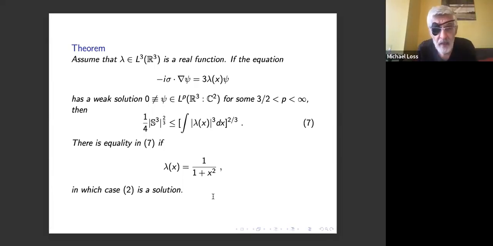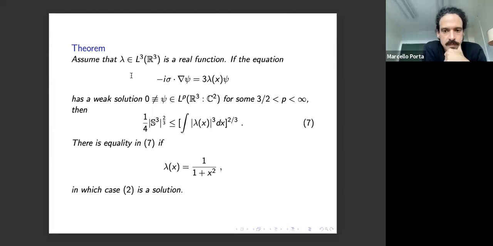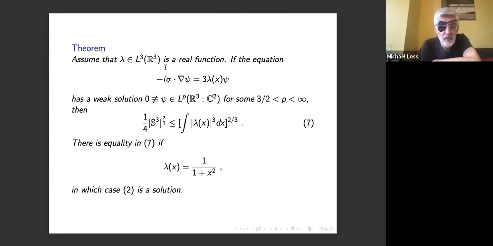Okay, good. So here's another theorem. Suppose you look at the following spinor equation. You assume lambda is a real function in L^3, and you look at this equation, minus i sigma dot grad psi equals 3 lambda(x) psi. So it's like a potential problem for minus i sigma dot grad, this operator, which is a first order operator. Now notice, by the way, the spectrum of this operator has no sign. It goes from minus infinity to plus infinity.